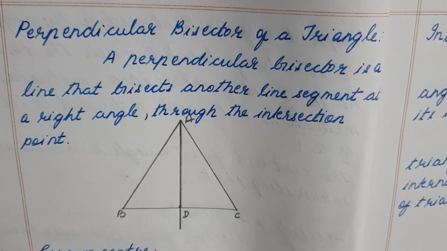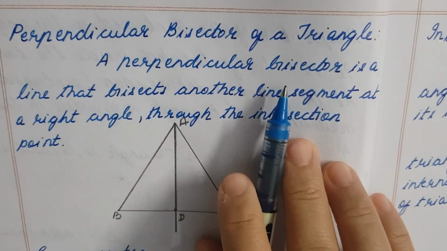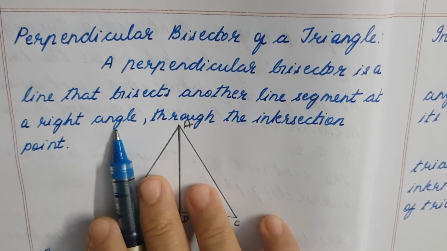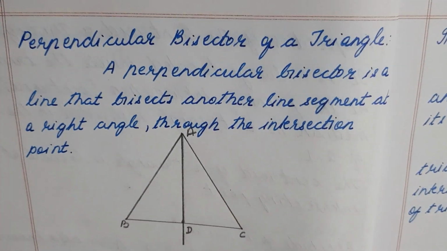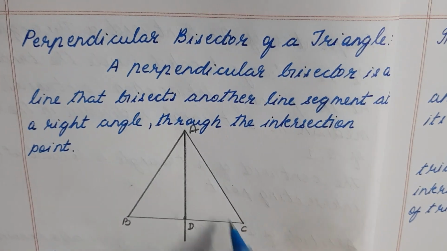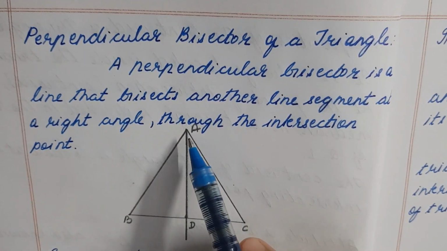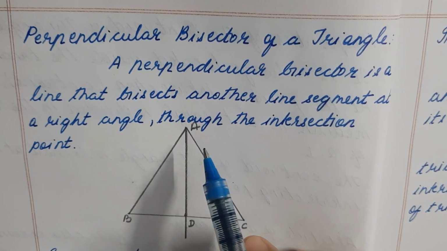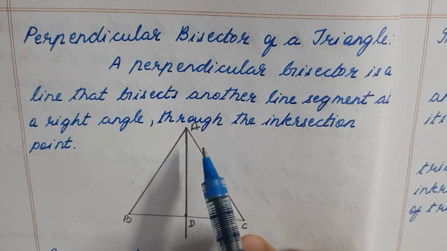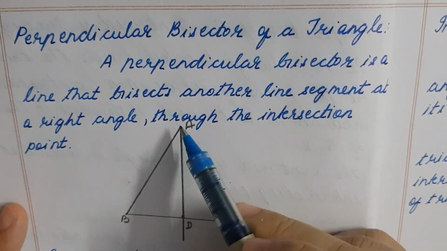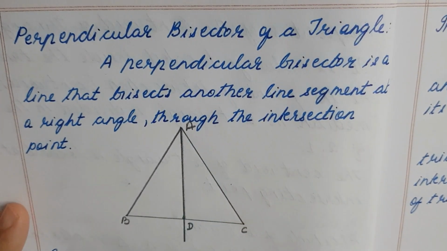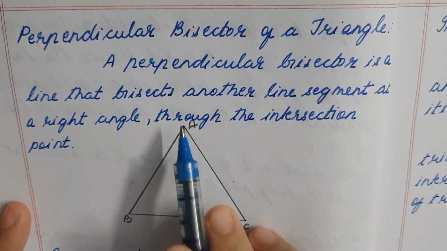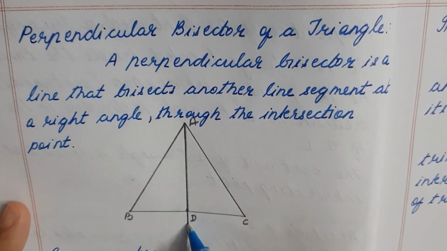Perpendicular bisector of a triangle. A perpendicular bisector is a line that bisects another line segment at a right angle through the intersection point. So இங்க பாருங்க, so this is a triangle. So அதே தான் நம்ம height or altitude of a triangle பார்த்தோம் இல்லையா? ஸோ அதே மாதிரி தான் இந்த perpendicular bisector of a triangle is also. ஸோ அங்கேயும் எப்படி இருந்தது? AD is the perpendicular line that bisects BC the base. ஸோ அதே தான் இவங்க சொல்கிறாங்க through the intersection. ஸோ இங்கே பாருங்கள் இது intersect ஆகுதா?